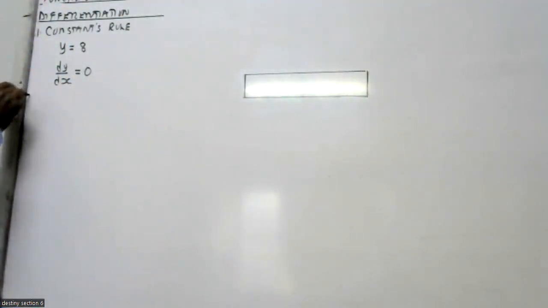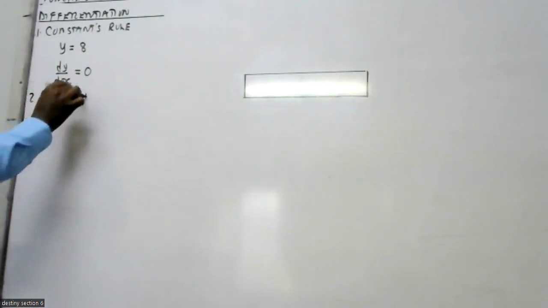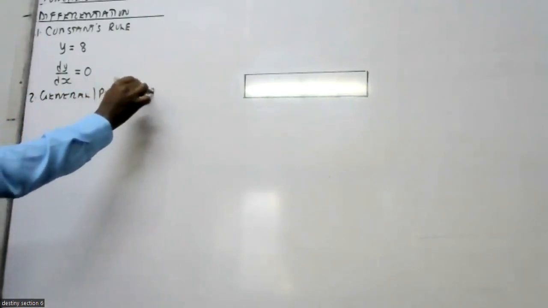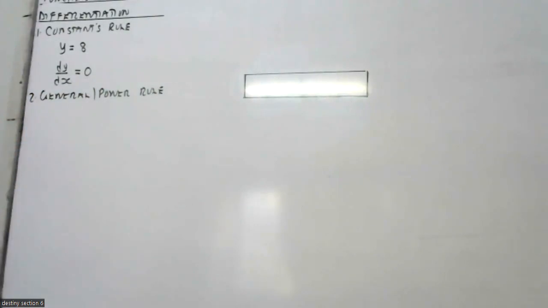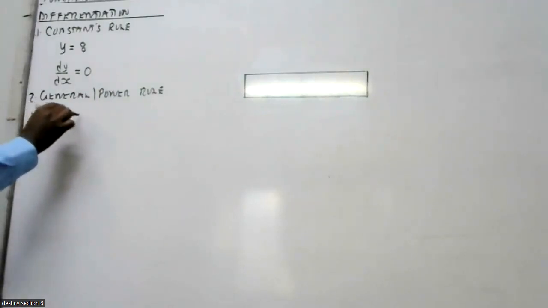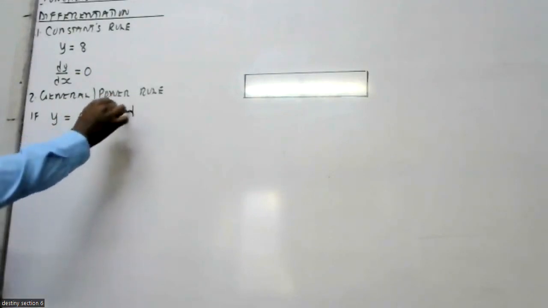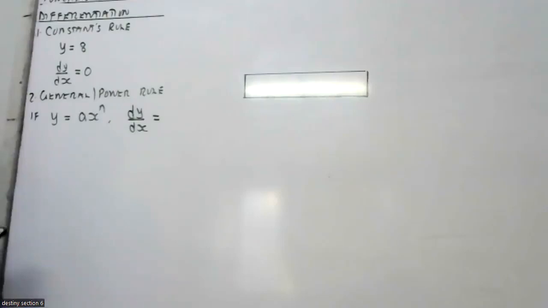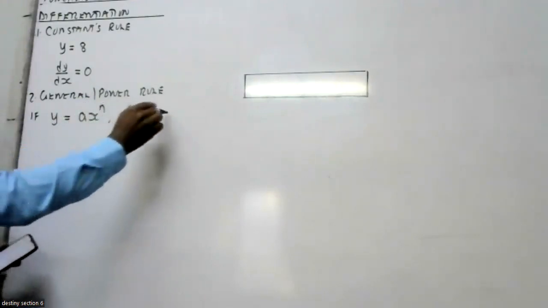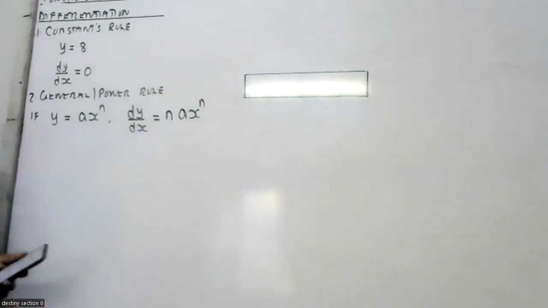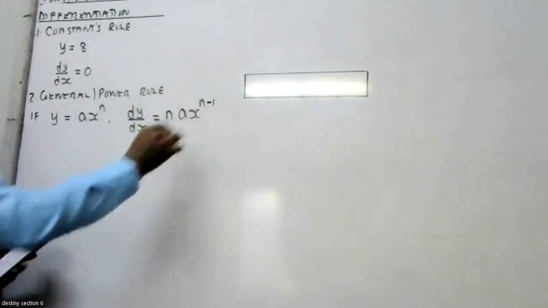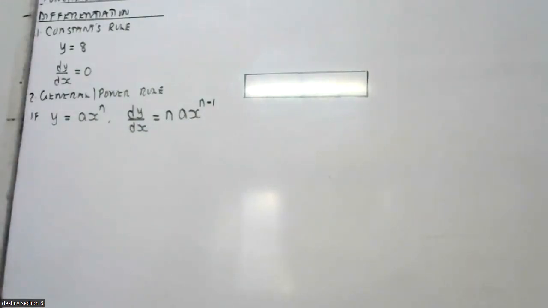The next one is called the general power rule. It is usually stated like this: if y is equals to ax raised power n, dy dx, there are two steps that we take. The first thing, you take the power n and multiply the whole function ax by it. You multiply the whole function by the original power. Then you less 1. So that is the rule.